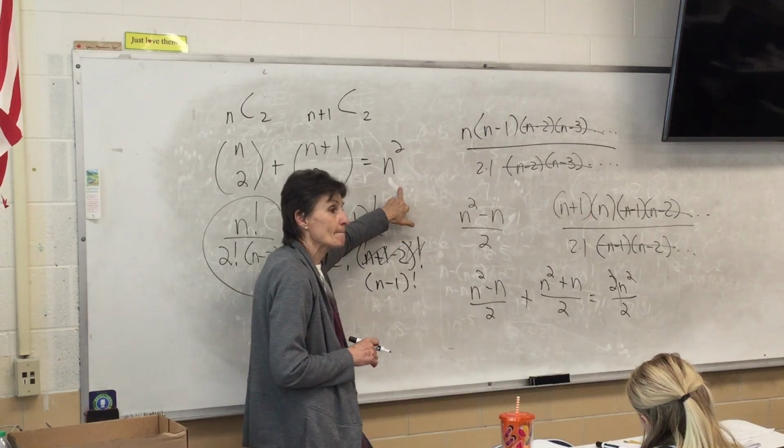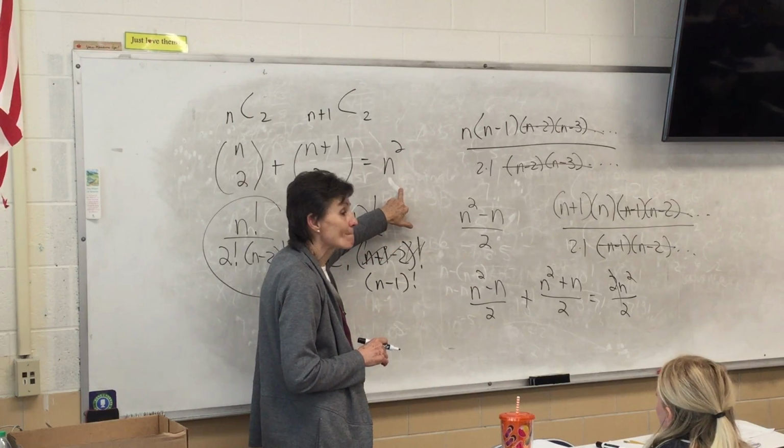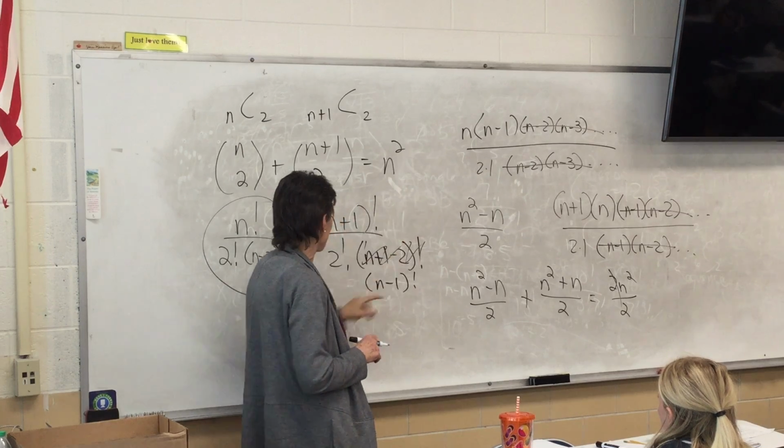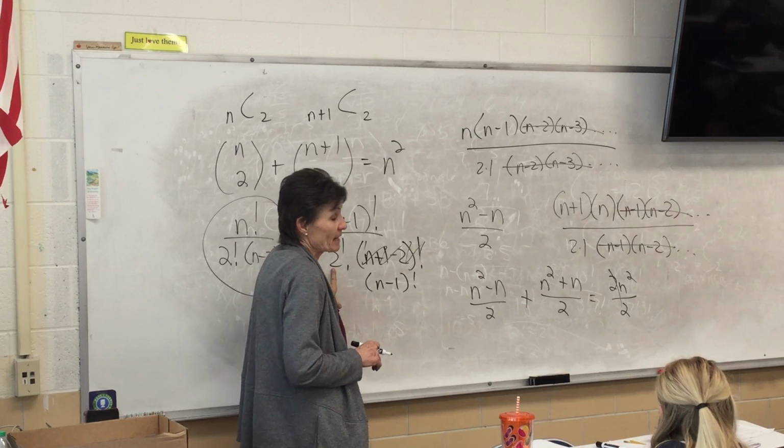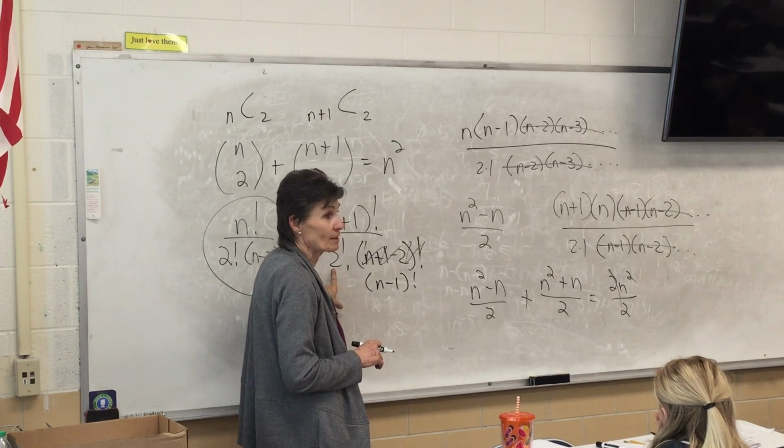And then when you're counting it out, where did 2 times 1 come from? 2 factorial. In the denominator, I did 2 factorial. So if that had been a 3 factorial, it'd be 3 times 2 times 1.